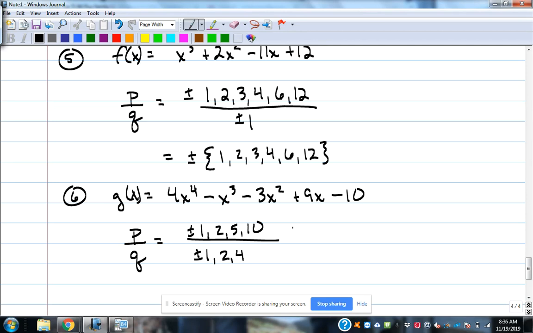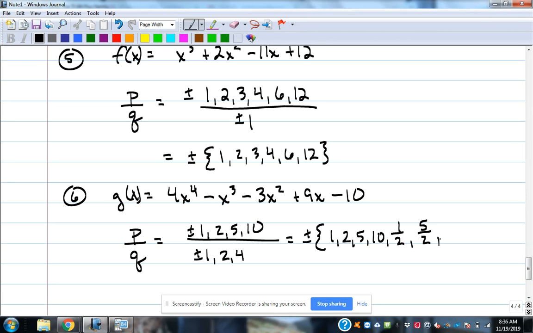Okay. So when we make our list, we got all of those divided by 1. And then we got all of those divided by 2. So 1 divided by 2 is 1/2. That's a rational number. 2 divided by 2 is 1. We've already got that one written. 5 divided by 2, we don't have that one written. So 5 over 2. And then 10 divided by 2 is 5. So I've already got that one written down.